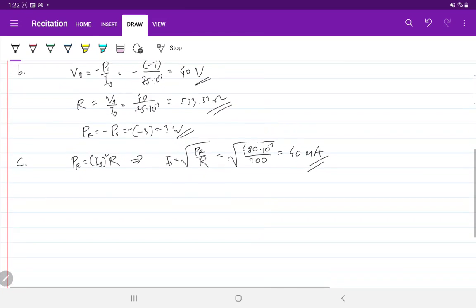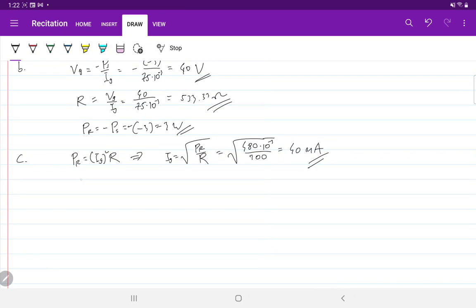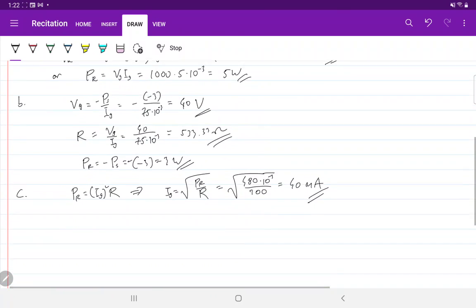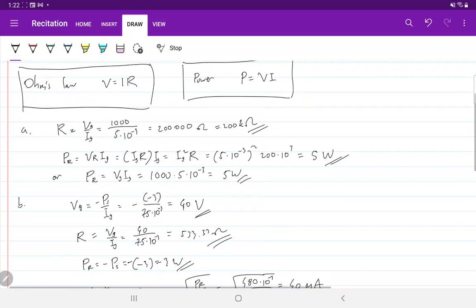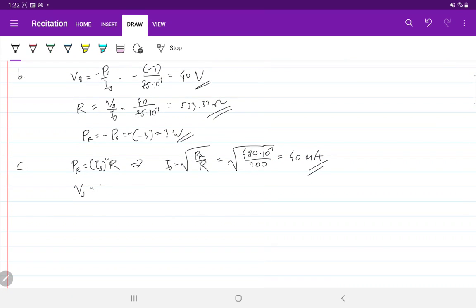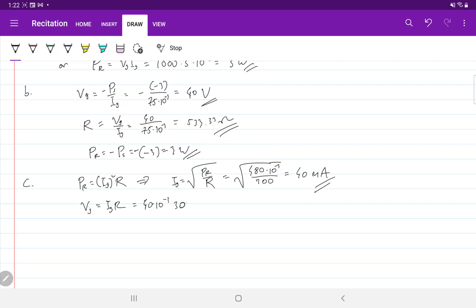The second question is VG. We can use Ohm's law directly, I times R, so IG times R. Since IG is 40 milli, so 40 times 10 to the power of minus 3, and R is 300. So that gives 12 volts. Okay. Alright, so we have finished the first problem.